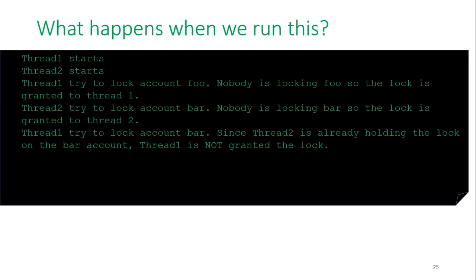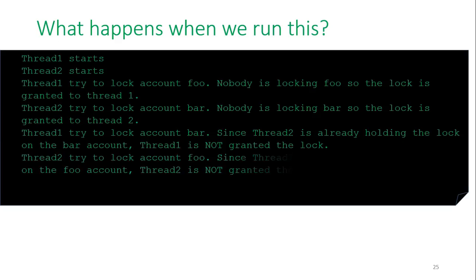And then thread 1 tries to lock the account bar. Well, yes, because it wants to transfer money, remember, from foo to bar. So it has a lock on foo. Now it's ready to get the lock on bar and actually deposit the money that it just withdrew from foo. However, thread 2 is already holding the lock on the bar account. So thread 1 is unable to get its second lock.